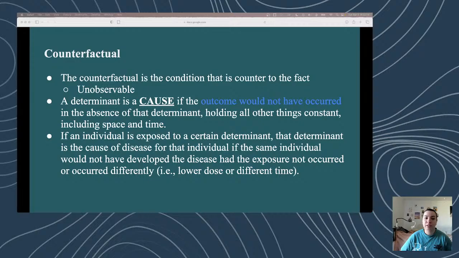So if an individual is exposed to a certain determinant, that determinant is the cause of the disease for that individual if the same individual would not have developed the disease had the exposure not occurred or occurred differently, i.e. lower dose or different time.